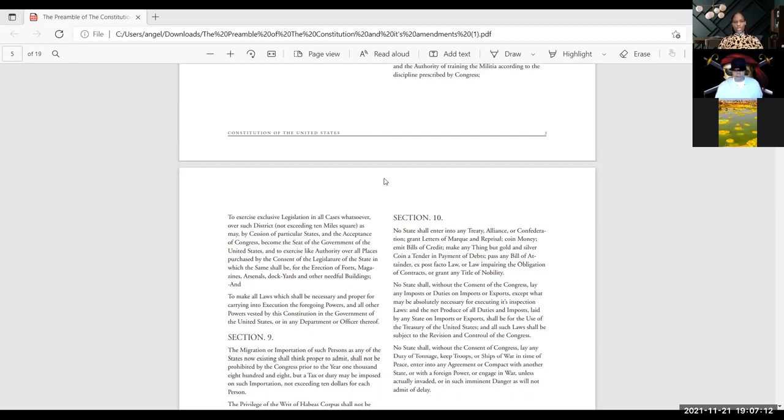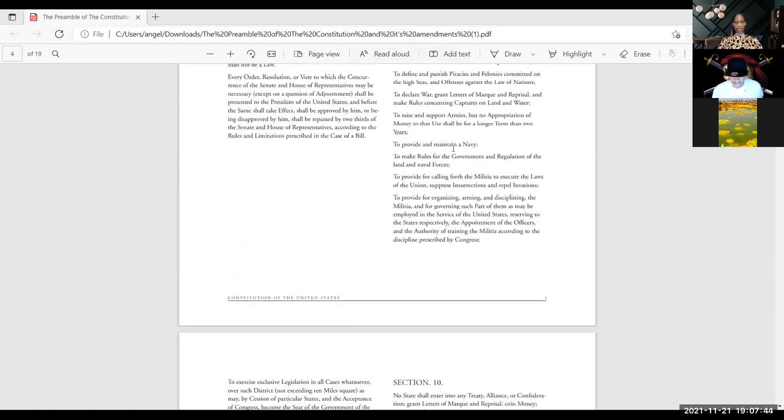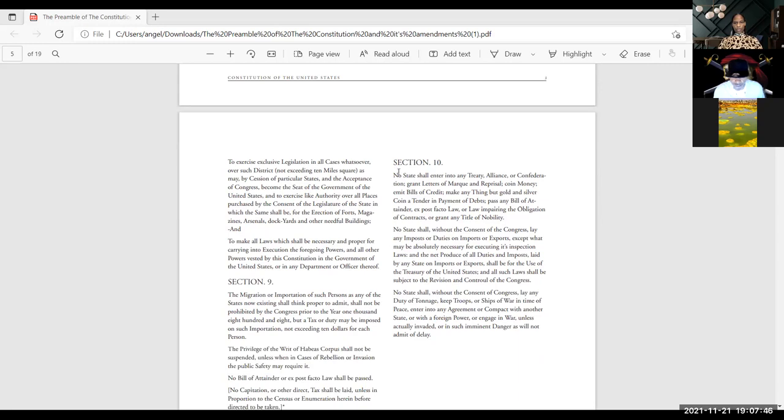Article 1, Section 10. No state shall enter into any treaty, alliance, or confederacy, grant letters of marque or reprisal, coin money, emit bills of credit, make anything but gold and silver coin a tender in payment of debts, pass any bill of attainder, ex post facto law or law impairing the obligation of contracts, or grant any title of nobility. Okay. Now, if we can just highlight that first sentence in section 10.